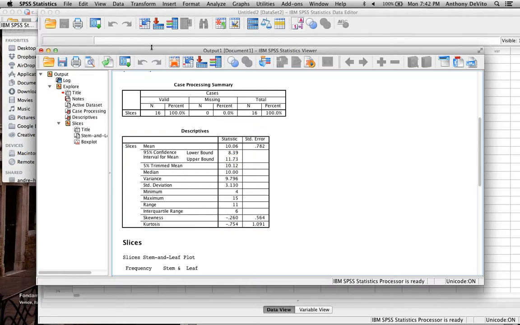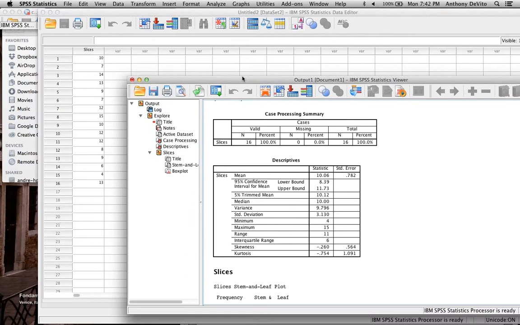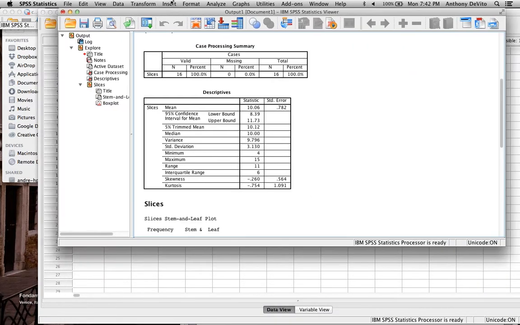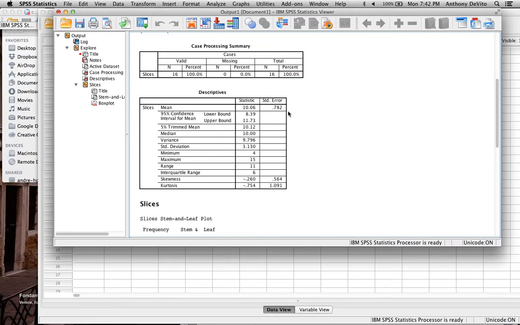Sometimes I got more, sometimes I got less, right? Sometimes I got 7. One time I really got chipped, I only got 4, right? So there's some amount of variability here, and that variability is represented by the standard deviation, which is 3 slices, right?